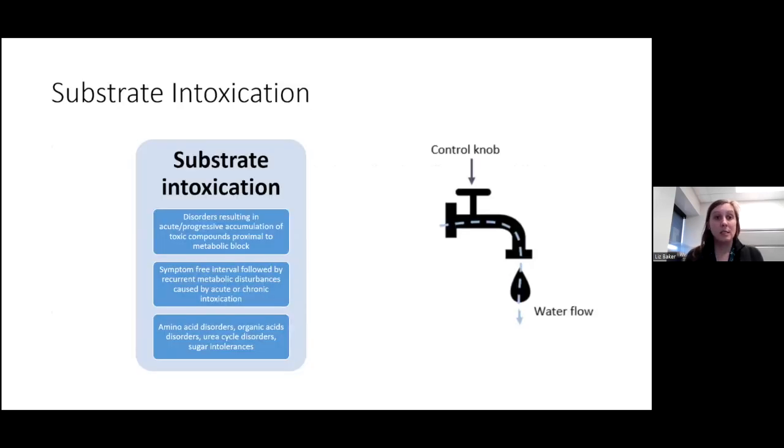To go into a little bit more detail on substrate intoxication, how I like to think about it is just like looking at this picture of a faucet. You have water going downstream because the control knob is working appropriately, which is like our enzyme. However, if the enzyme isn't working right, you're stopping that water flow, and therefore you'll start getting compounds upstream, which are toxic and cause problems for the body overall. We think about these in amino acid disorders, organic acidemias, urea cycle disorders, or sugar intolerances. So, kind of the classic metabolic disorders that we think about.